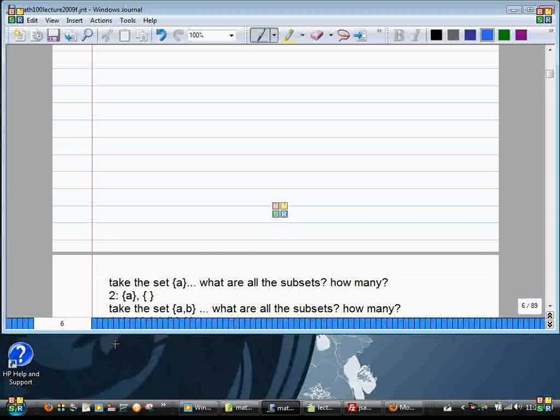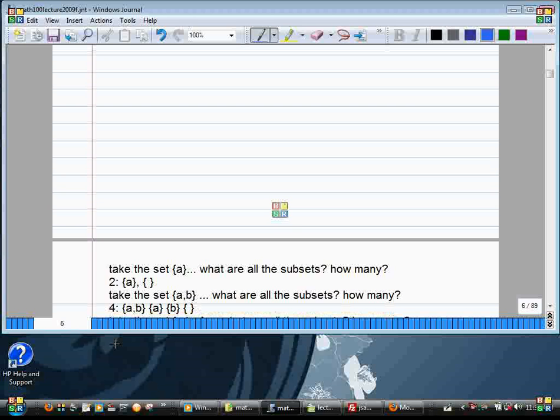Are A, B, and B, A different sets? It could be. Is it the same collection of stuff or a different collection of stuff? Same collection of stuff, so it's the same thing. So far we got the set with A, set with B, set with A, B. Anything else? Empty set. Are there any others? That's it. So there are 4 subsets.